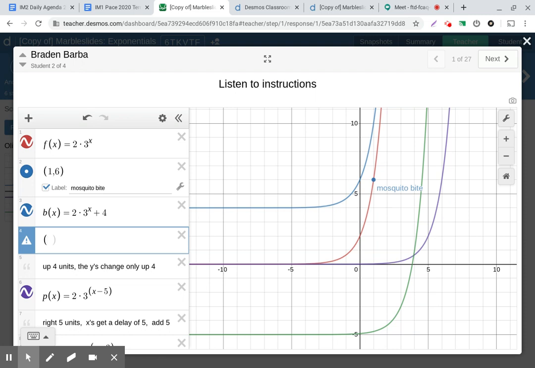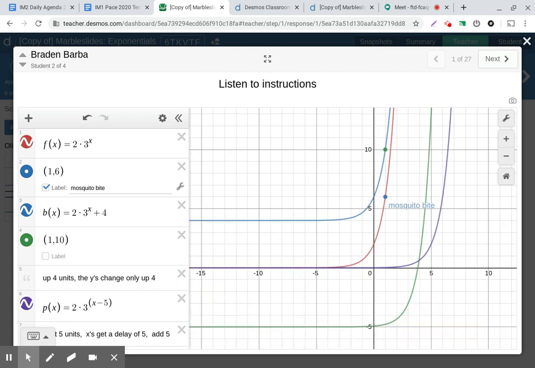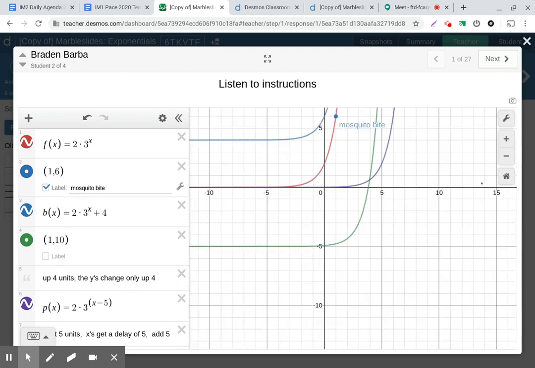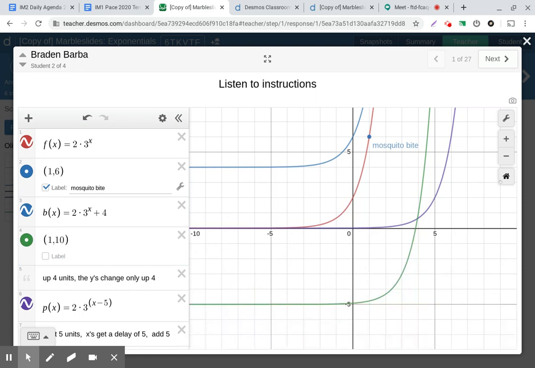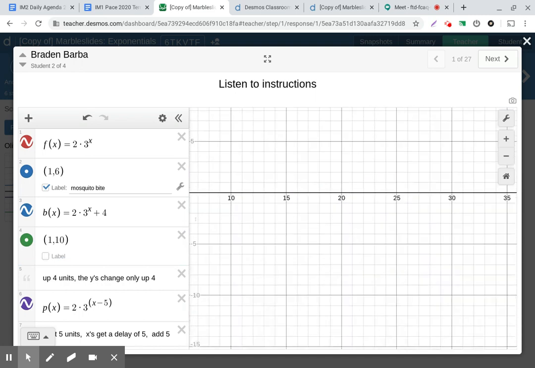Cool. So what is the mosquito bite on F at 6? Where is it going to be on the B of X? It's gonna be 1, 10. Boom. And look, you can see that it is in the right spot, right? If you had typed in like 1, 6, it wouldn't look correct. Like the spot wouldn't be at the right spot. Good. Okay. All right, next.